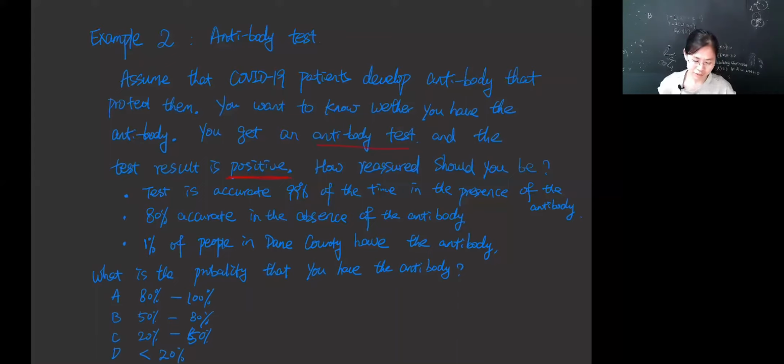So we're not gonna do the calculation now because we don't have the tools yet. I will tell you the answer. The answer is less than 5%. Really, you should not be very reassured by this positive antibody test result.